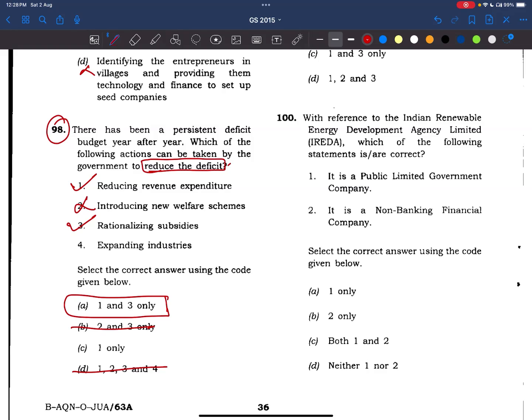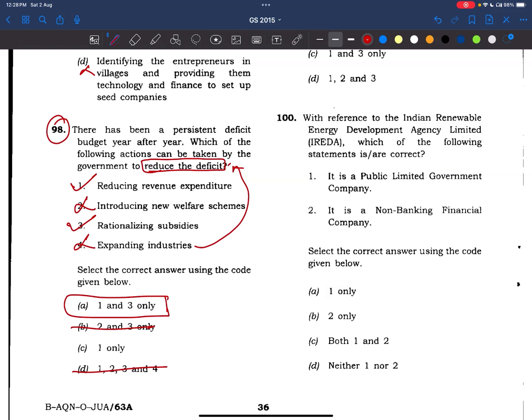expanding industries. That means what? Government should establish industries or PSUs. So the government first has to invest, right? So it adds to the deficit for at least 5 to 10 years. After establishing an industry, to get into profits it takes at least 10 to 15 years, right? So even the fourth statement is wrong. Answer is 1 and 3, right?